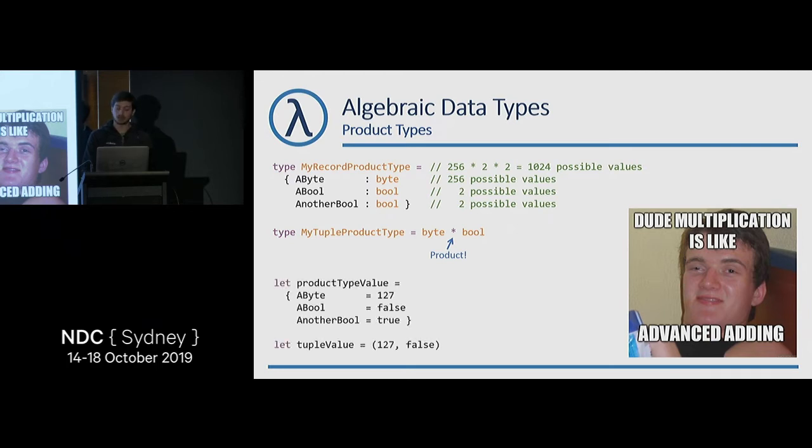So here's what it looks like to create a record type and a tuple in F#. We've seen it before. It's pretty simple. Remember that we must set all those properties up front because these things are immutable.